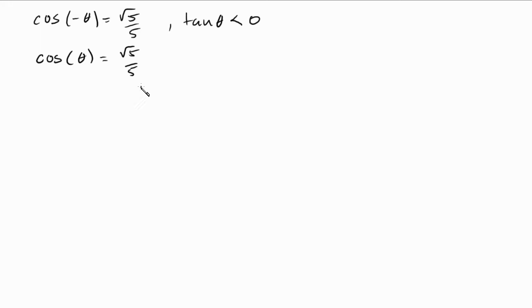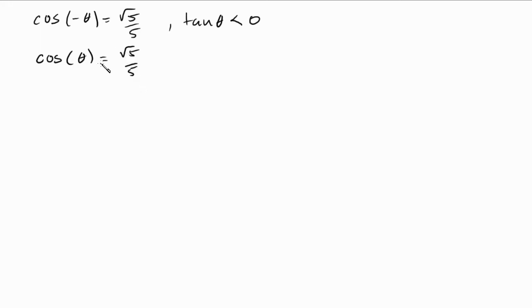So we're given that cosine of negative theta is equal to root 5 over 5, and we're given that tangent of theta is less than 0. This is just going to help us figure out what quadrant we're going to be in. The first thing you should do is apply any identities you know to the original function. In this case, it's a negative angle identity. And cosine of a negative angle is basically cosine of the positive angle because it's an even function. So that's going to be root 5 over 5.